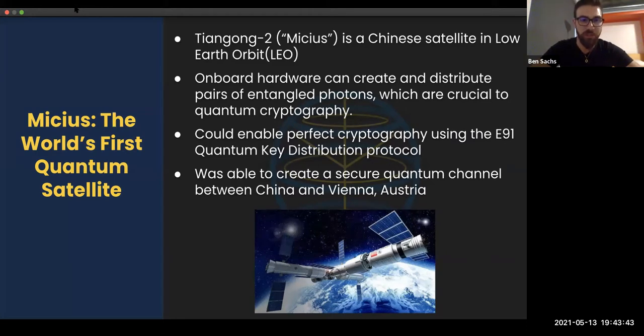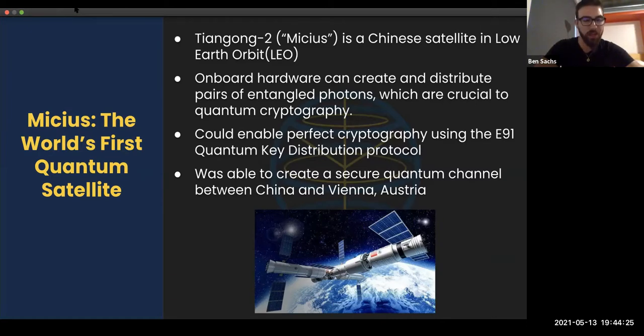So this is Mesius or Tiangong 2. We can give a satellite the technology to create a pair of entangled photons and distribute those to actual ground stations using a type of interferometer. I'm not as familiar with it, but basically it creates those two entangled photons and distributes them to ground stations or labs on the ground. I'm going to talk a little bit about the E91 quantum key distribution protocol. Not as in depth as last time, but I think it's the most straightforward intuition on why having a pair of entangled photons can help you communicate better.